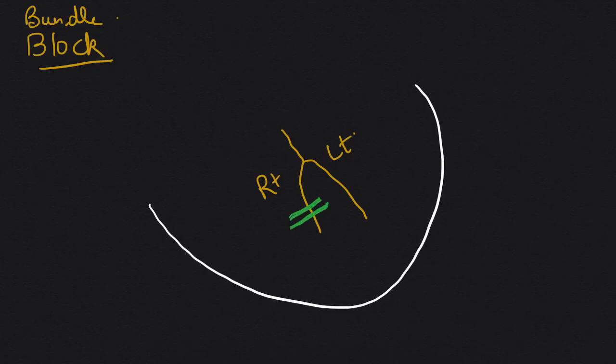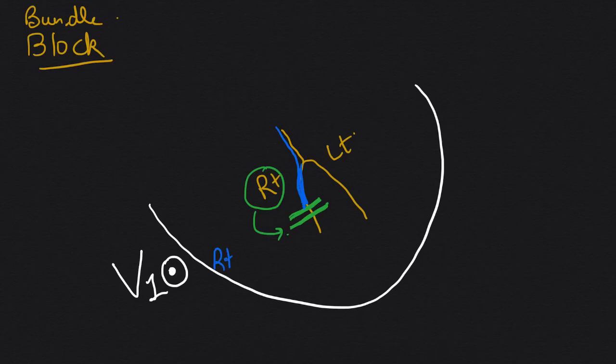What are bundle blocks? I've already told you about the bundle of His. Now the bundle of His divides into two, right and left. Now imagine if there is a right bundle block. We are considering V1. If there is a right bundle block, the impulse will come, it will start depolarizing the right side and then stop in between. As usual, the left will depolarize first. Once the depolarization of the left is complete, the impulse will travel via the cells, intercellular channels, and now the depolarization of the right will occur after the left has done.